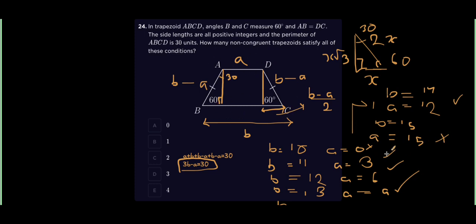So how many ticks do we have here? 1, 2, 3, 4. We have 4 possible solutions for a and b. So the answer is E, 4.